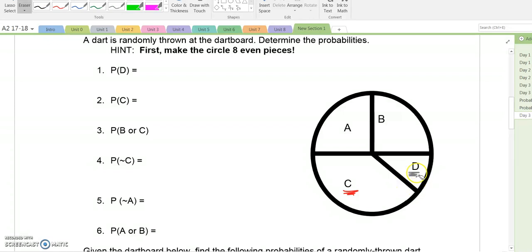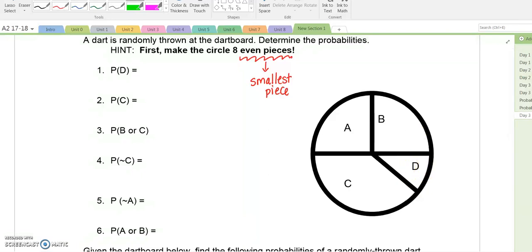When we aren't necessarily sure of how to find the area of these shapes, one thing that can help us is if we can break the shapes up into the same size pieces. Then we can just count those pieces and use that to determine probability. So let's try to do that here. When it comes to breaking it up into even pieces, we usually base it off of the smallest piece. So hopefully you can see our smallest piece is D.